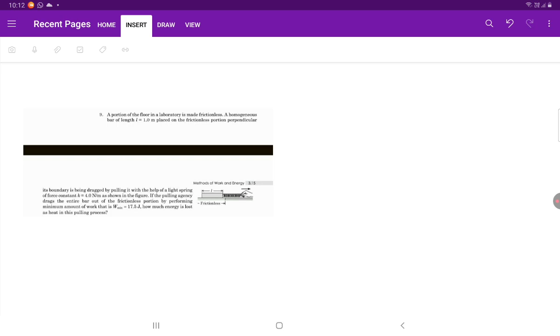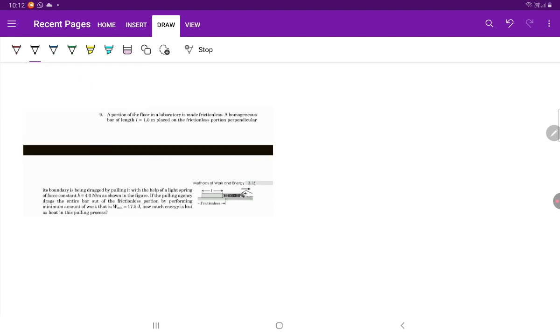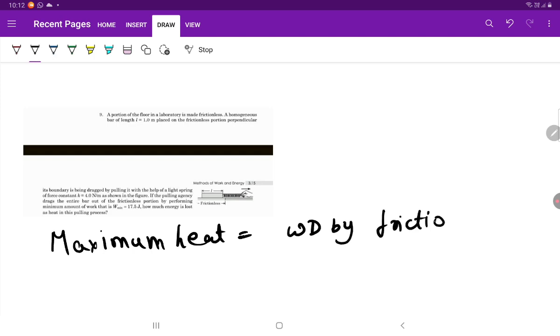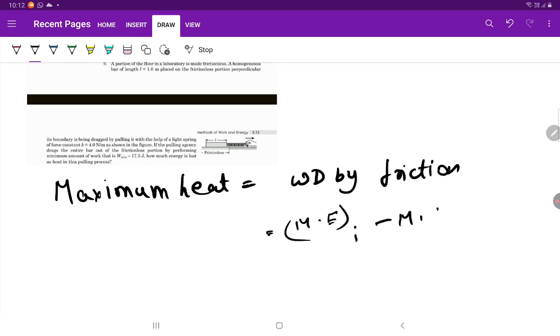Can you tell me what is the heat which will be produced? In physics we generally write it as maximum heat produced. I don't know they have written it like heat produced, but we generally refer to it as maximum heat produced. Heat is equal to work done by friction. Or we also write the maximum heat which can be produced as mechanical energy initial minus mechanical energy final. So this is the heat produced.